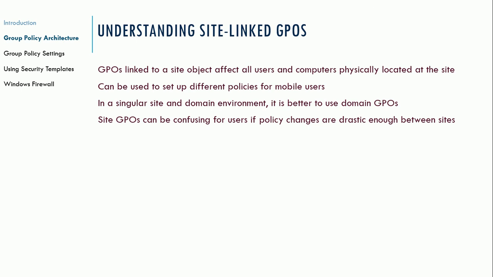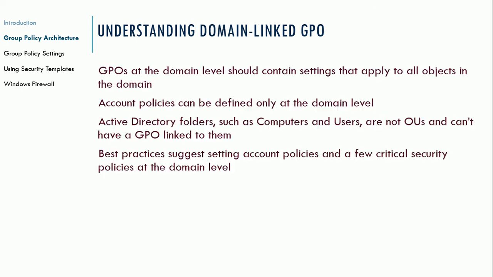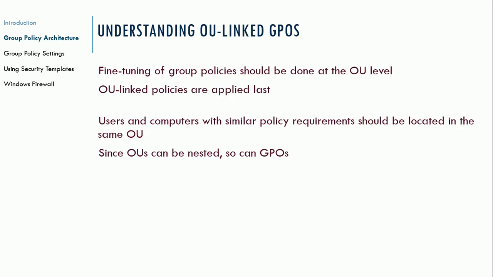So GPOs linked to a site affect all users and computers physically located at that particular site. They can be used for different policies for mobile users, for example, as I talked about. And then domain-linked GPOs are for domains, obviously. And then we have our OU-linked GPOs, which can be for fine-tuning of group policies at the OU level. And they are applied last. So obviously those are going to be our most granular settings at the OU level. And remember, they can also be nested, which can make this even more complicated.